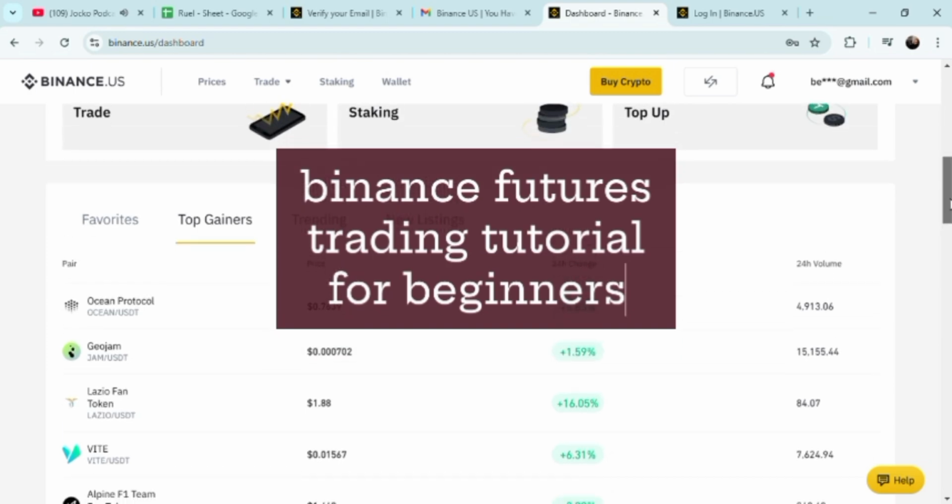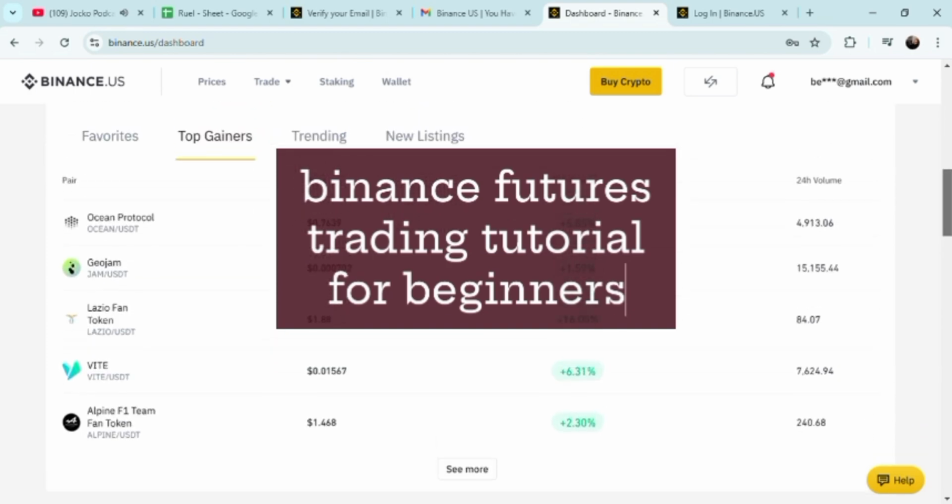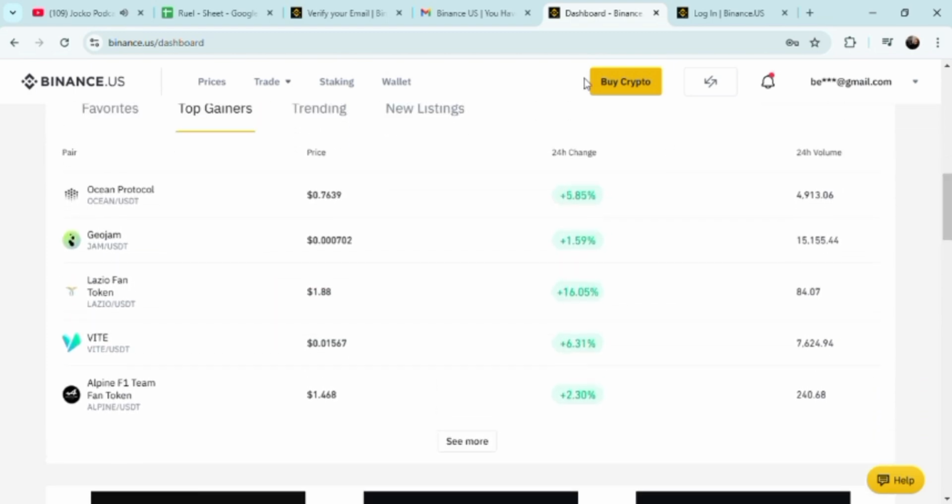So, we are going to be talking about Binance and its features, especially if you are a beginner in Binance. So that's what we're going to be talking about.